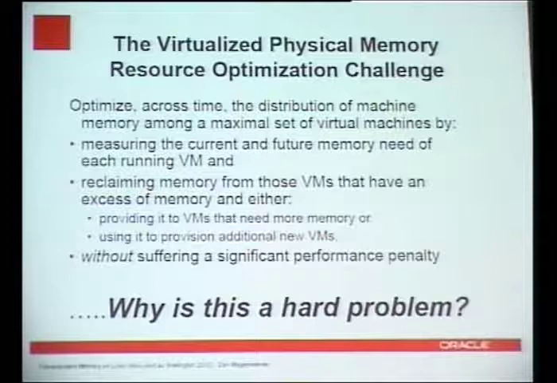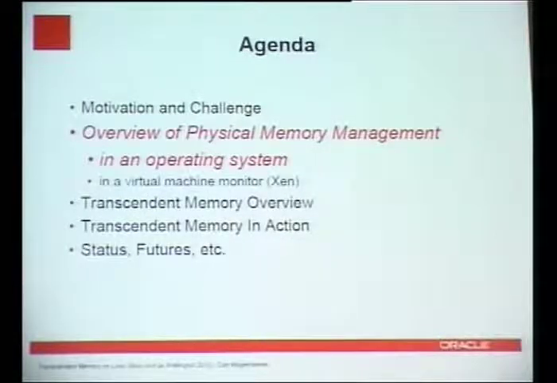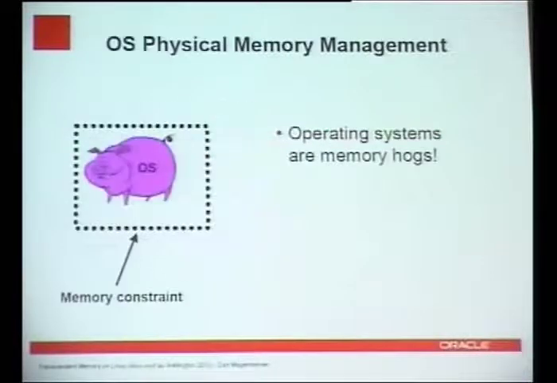To explain that better, I first need to take a look at a few points on how physical memory is managed, first in an operating system like Linux and then in a virtual machine monitor like Xen. The first thing to notice is that an OS is a memory hog. Most OSs were written many years ago when memory was a scarce and expensive resource, and every bit of available memory had to be put to good use. It's also almost always the case that the amount of memory that a physical system has is fixed. It doesn't change across time. So an OS tries its best to make use of the fixed amount of memory that it does have by putting something into every place in memory that it can, as long as it can find any good reason at all to make use of that memory.